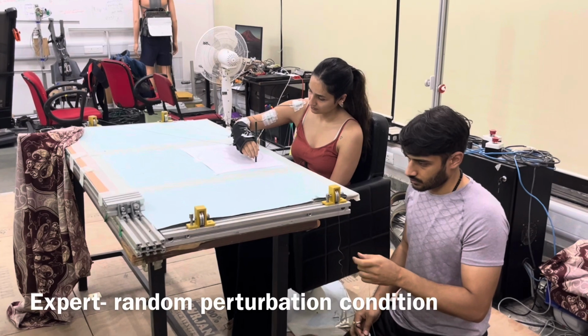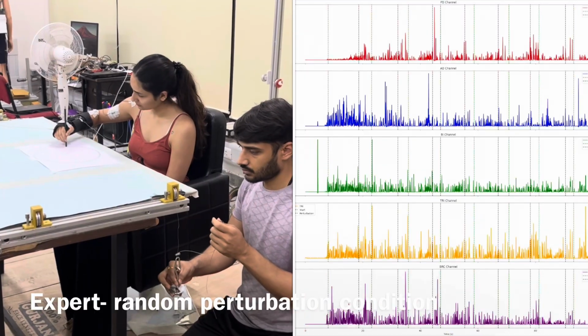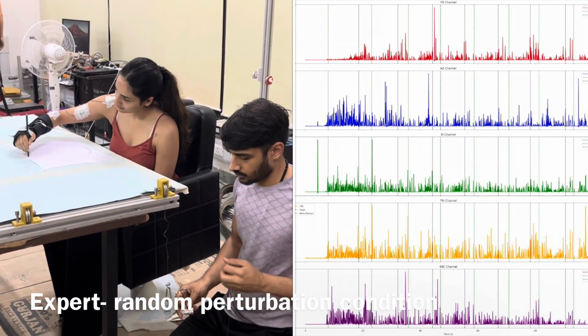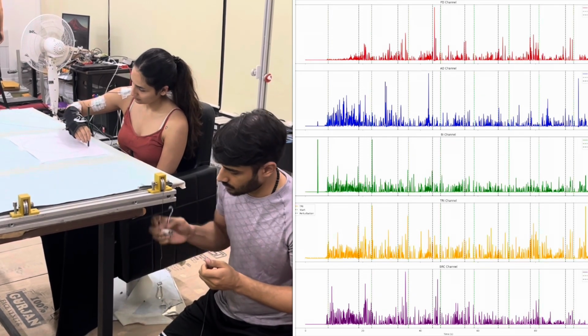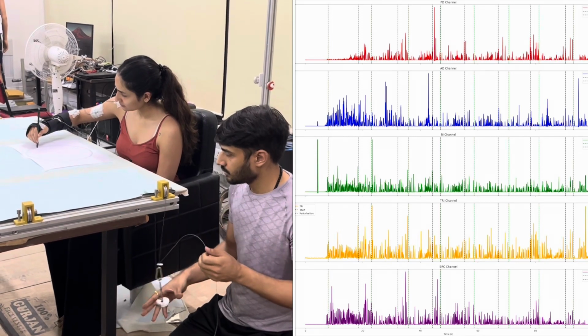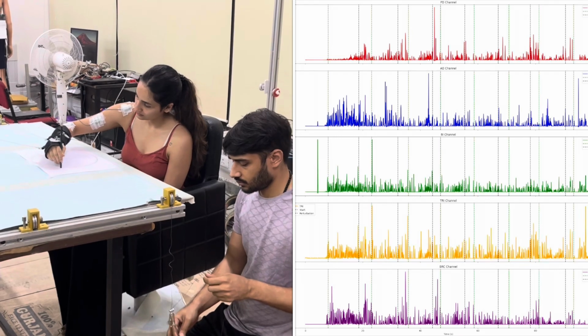Now we have the expert drawing the circle while there are random external perturbations, and we see that there are small sharp EMG spikes around the perturbation event, which means that there is feed-forward control, meaning that the expert anticipates likely disturbances and pre-activates stabilizing muscles. There is also a quick return to baseline activation, which means that the expert integrates sensory feedback into motor planning almost instantly, or at least faster than the novice.